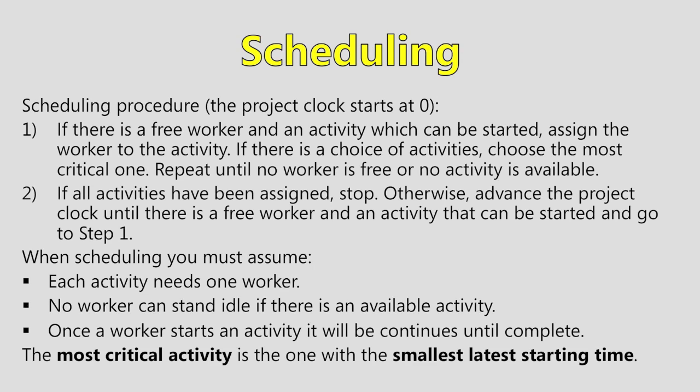The most critical activity is the one with the smallest latest starting time. I don't think I should waste your time explaining that. I think it's quite explanatory. And again, they're all graphs.